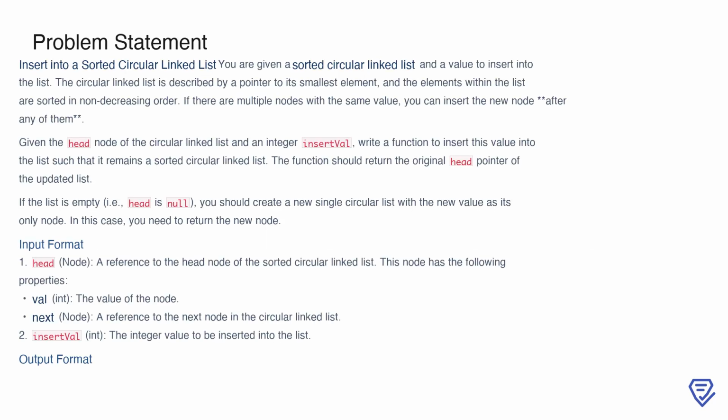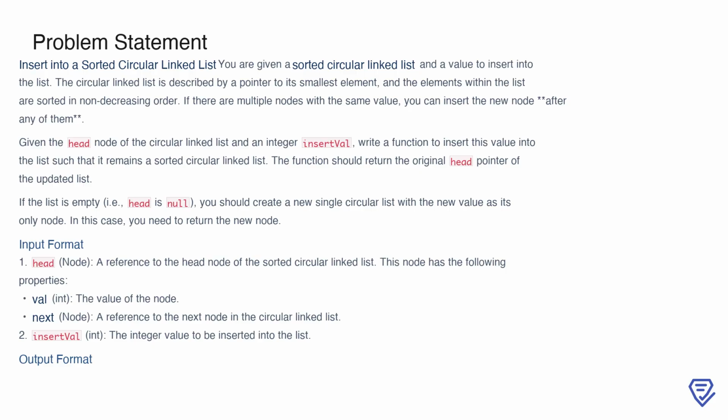In this problem, we are tasked with inserting a value into a sorted circular linked list. A sorted circular linked list is a data structure where the nodes are arranged in non-decreasing order, and the last node connects back to the first node, forming a complete loop. The list is given to us via a reference to its smallest element, called the head node. If there are multiple nodes with the same value, we can choose to insert the new value after any of them. Our goal is to write a function that takes two inputs, the head of the circular linked list and the value to be inserted, called insertVal.